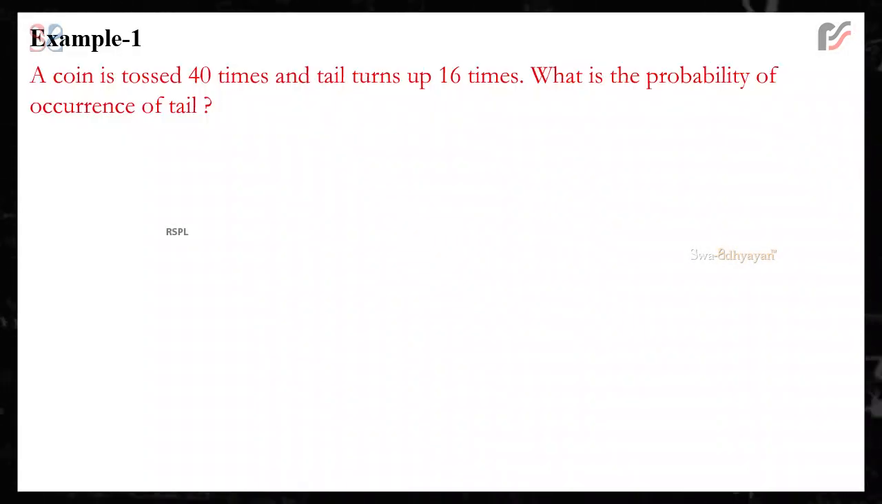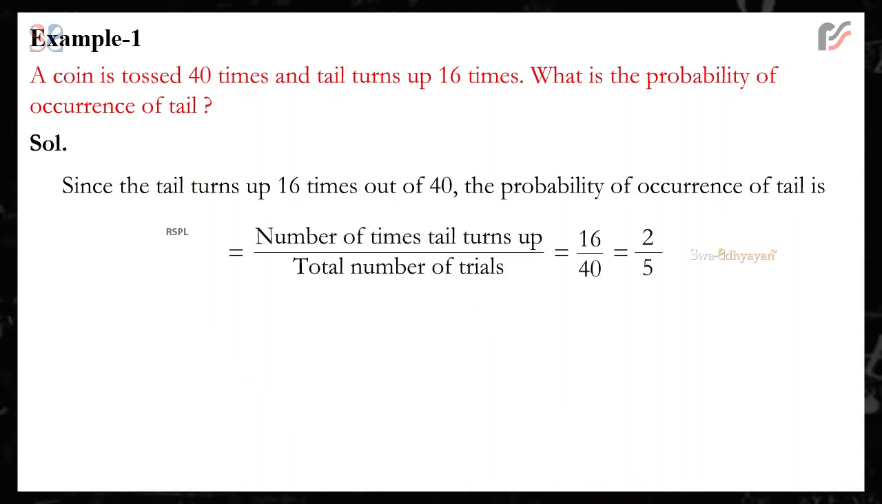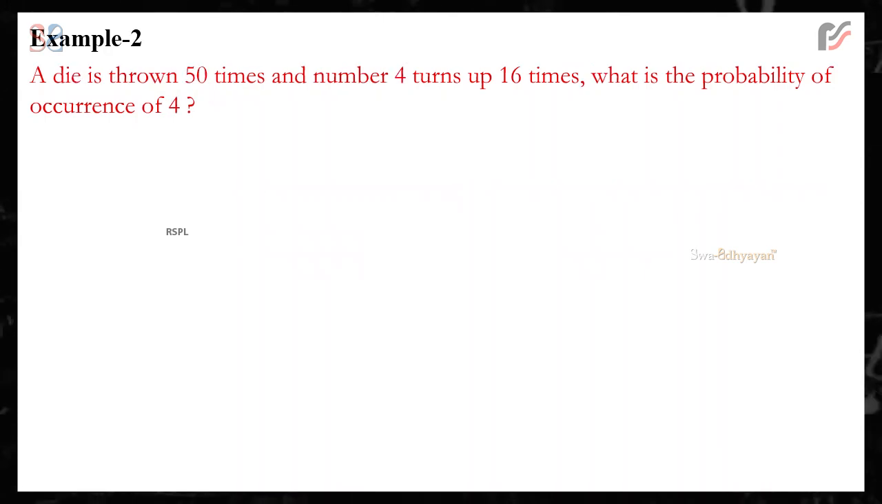Example 1. A coin is tossed 40 times and tail turns up 16 times. What is the probability of occurrence of tail? Solution. Since the tail turns up 16 times out of 40, the probability of occurrence of tail is equal to the number of times tail turns up upon the total number of trials, which is equal to 16 upon 40, which is equal to 2 upon 5.